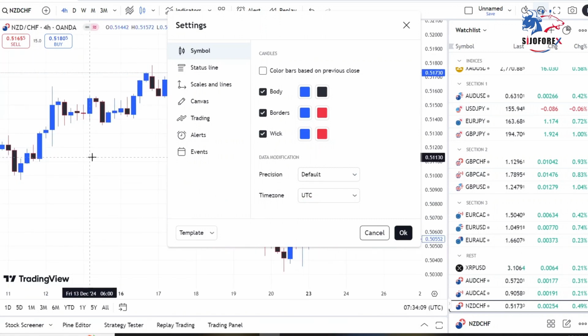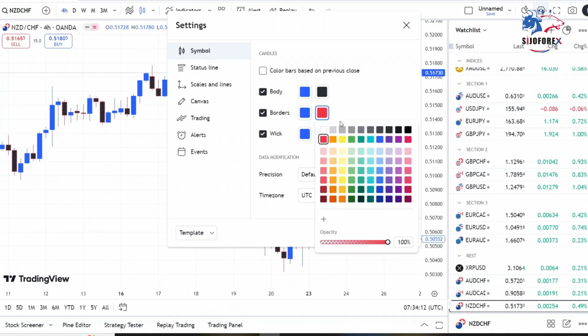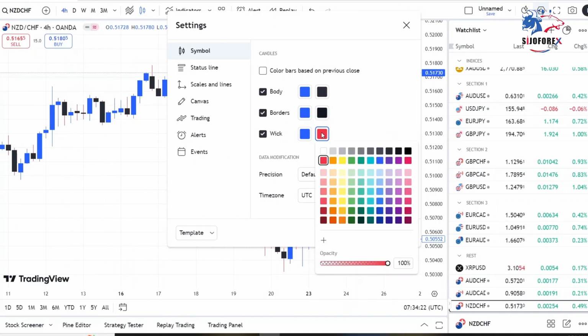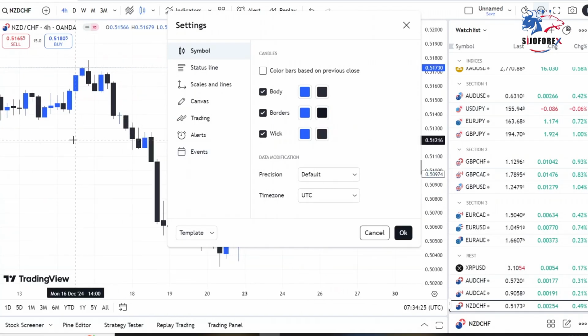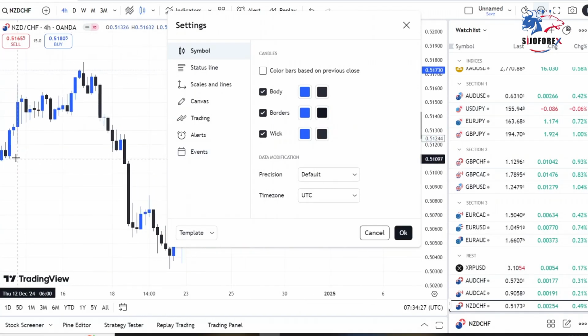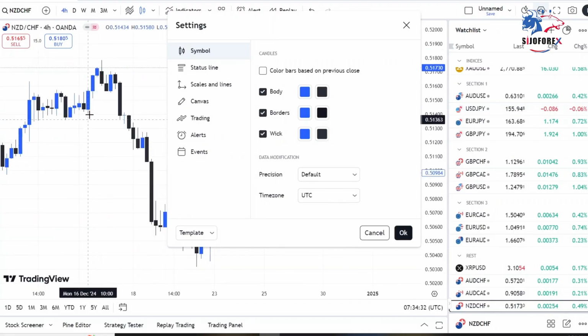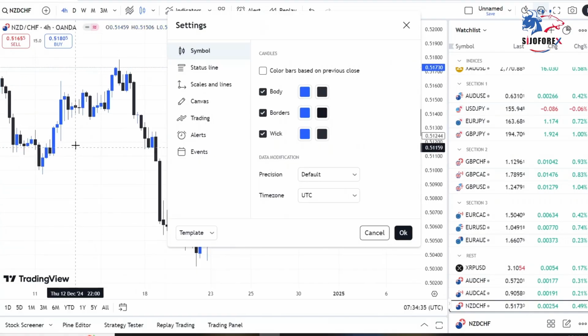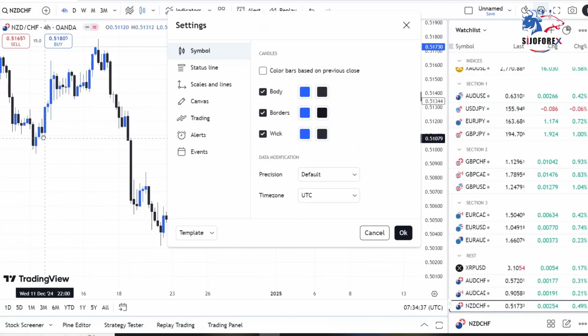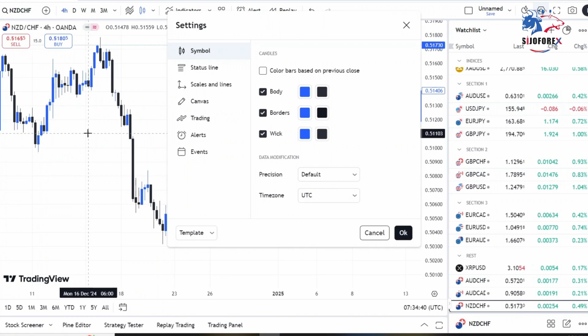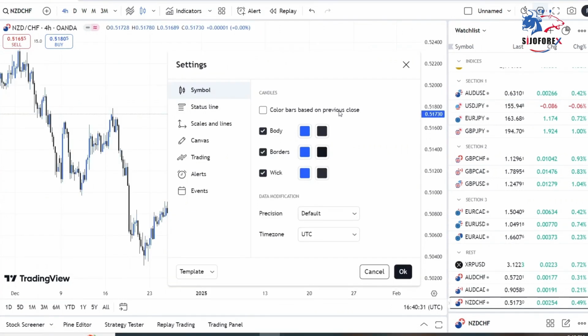So you do the same for the bearish. You can choose any color of your choice. You must not use the same colors. So go down here, choose black, come to the wick, use black. So now you can see your bullish and your bearish candles looking so nice. So now you know how to change the colors of your chart.